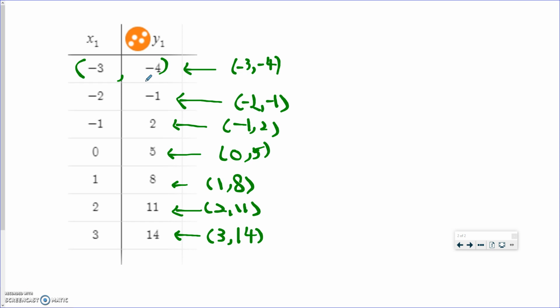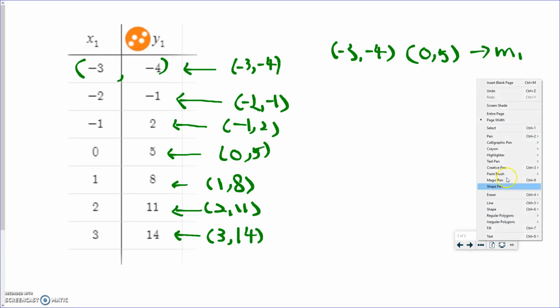So let's say I want to find the slope for all these points, and I may want to double check. Can I just randomly use 2 points to find the slope? That could be a question. Can I just use (-3, -4) and maybe (0, 5) to find the slope? We want to use this pair of numbers to find the slope, so we're going to get m. Let's just call it m1, okay?